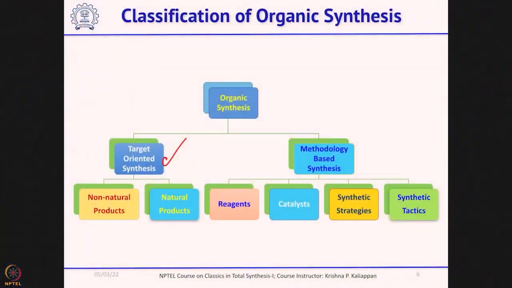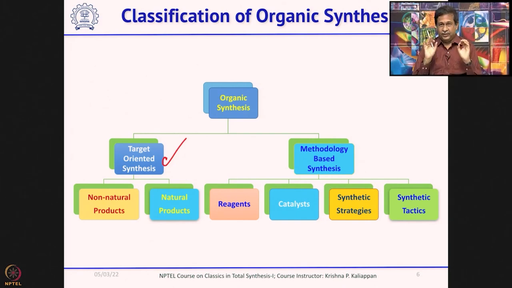Now let us start with the classification of organic synthesis. Organic synthesis can be broadly classified into two types. One is target-oriented synthesis. That means you have a target, and your job is to figure out how to synthesize that target. It could be a natural product or a non-natural product, it does not matter, but it is target oriented. You have to make that particular target.